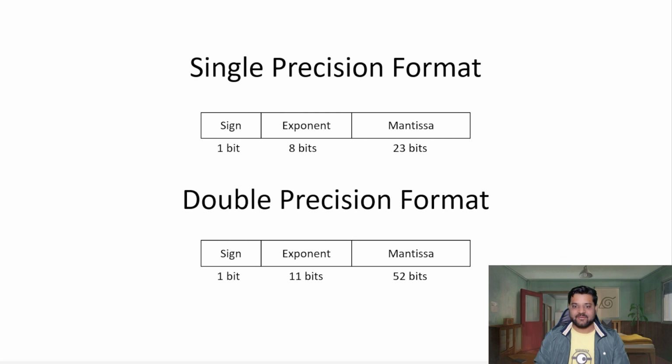We have one sign bit, 8 exponent bits, and 23 mantissa bits. And in double precision format, we have one sign bit, 11 exponent bits, and 52 mantissa bits.